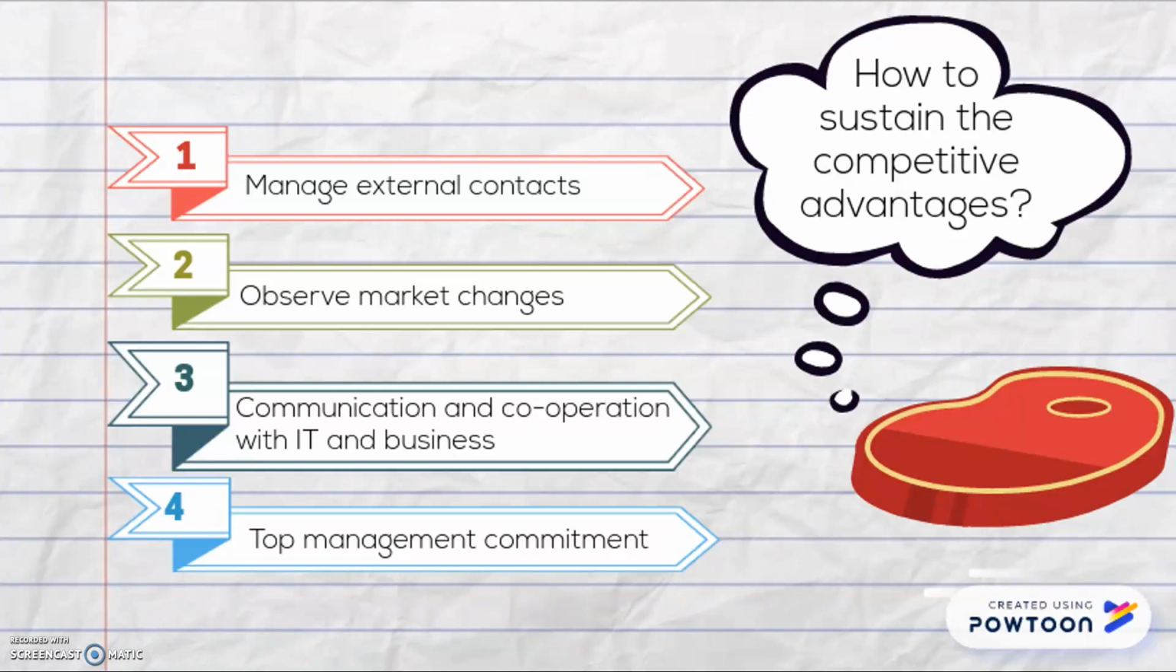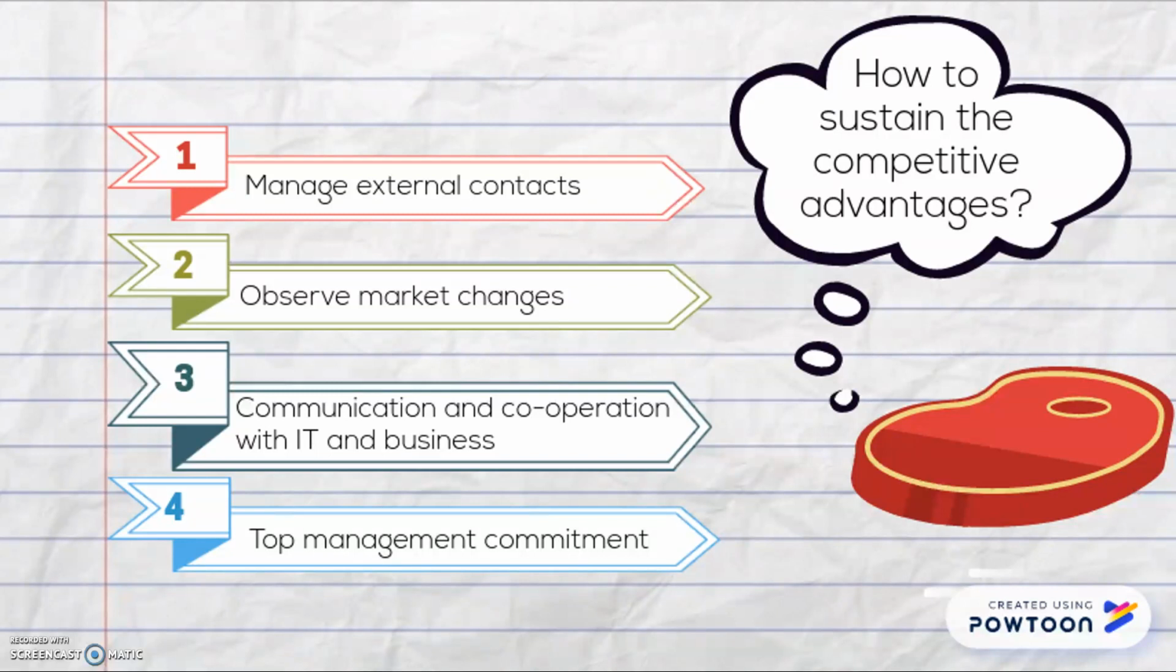How to actually sustain the competitive advantages? As we referred before, the outside-in and spanning IS resources are the key ones to sustain the competitive advantages. So firstly, we suggest the organization manage their external contacts, for example, outsourcing partners, and create and utilize ecosystems.